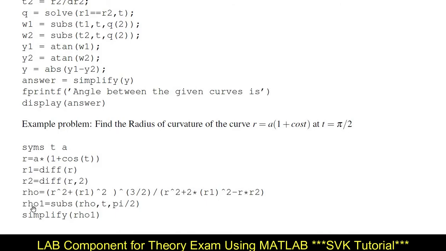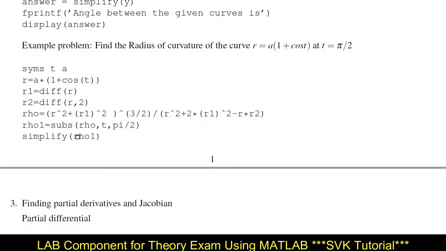That's why I have defined rho1 here. rho1 is equal to subs of rho for t at pi by 2. Then simplify that rho1. That will be the final answer. Simplify rho1. So this will be the code for radius of curvature.